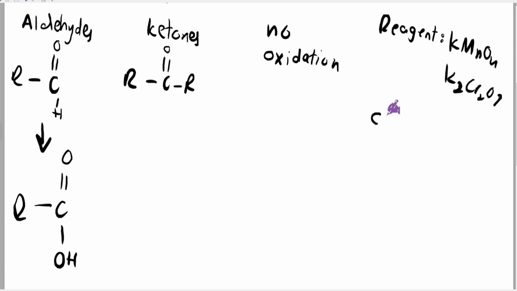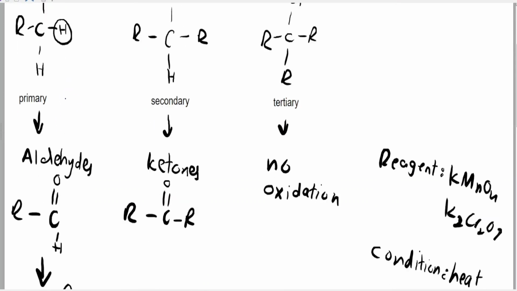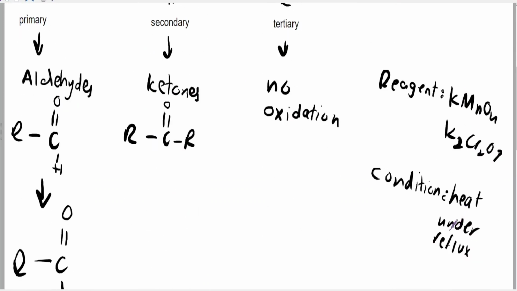And the condition is that you heat under reflux. And if I wanted to make a carboxylic acid from a primary alcohol, I would also use KMnO4 and heat under reflux. But now I only want to make aldehydes. So how do I do that? Well, I told you earlier that K2Cr2O7 is a weaker oxidizing agent compared to KMnO4. So I use that. And I do not heat under reflux.